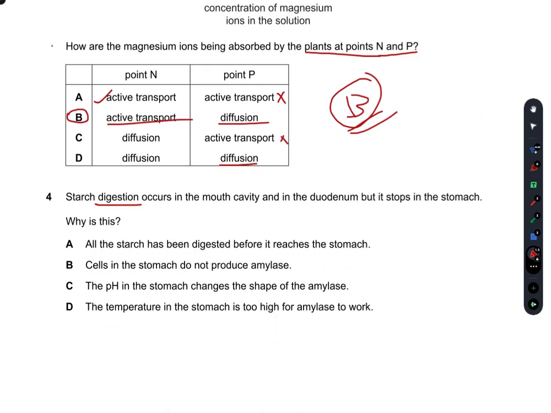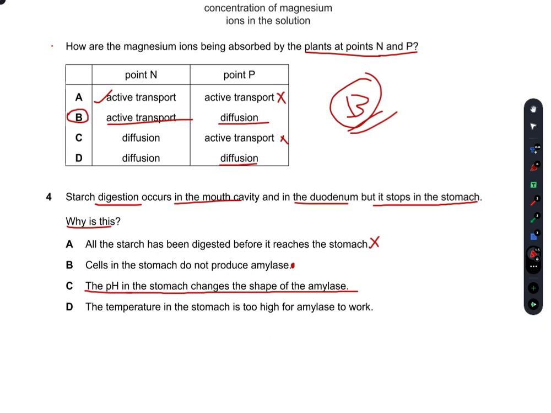Starch digestion occurs in the mouth cavity and in the duodenum, but it stops in the stomach. Why is this? All the starch has been digested before it reaches the stomach? No. Cells in the stomach do not produce amylase? I'm not sure about B. The pH in the stomach changes the shape of amylase. Now, I think the cells.